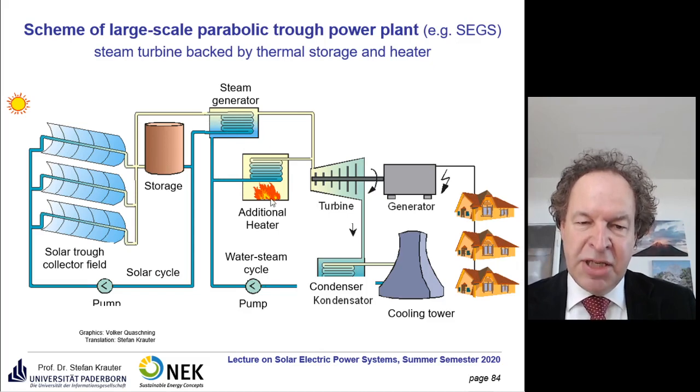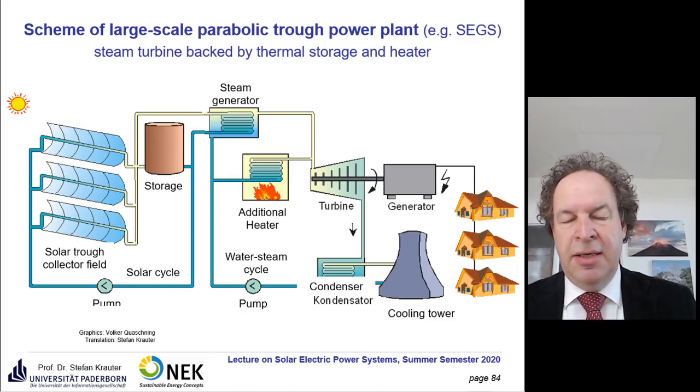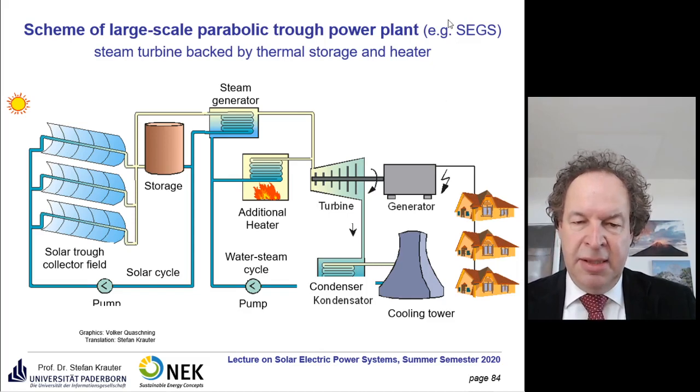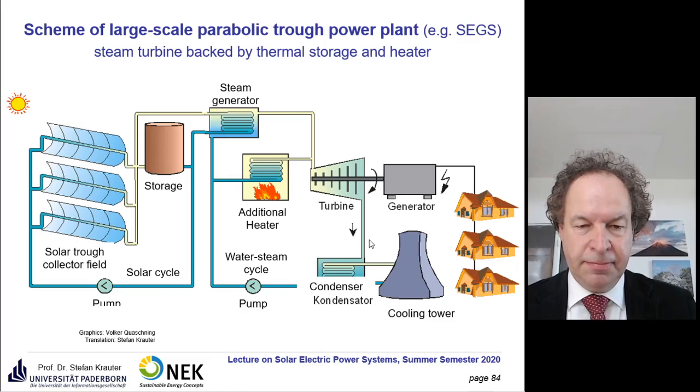You can also put an additional heater there, even in the desert. Sometimes there are clouds, and when the storage is empty, you can have additional natural gas powered heating. In this case, at the SEGS systems, they even have a two-stage turbine, so they are not going directly to the cooling tower. They use a second stage of the turbine in order to increase the turbine efficiency. The main thing is you have two cycles: the solar cycle with oil here, and the water steam cycle here.